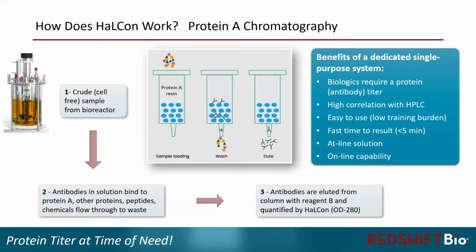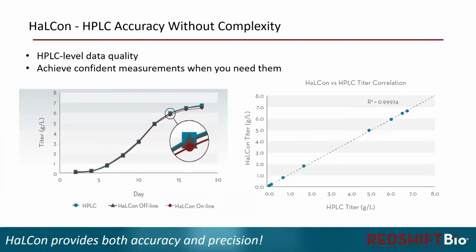At that point, HaLCon will prepare the column, HaLCon will load your sample onto the column, HaLCon will wash the protein A column, HaLCon will then elute the antibodies off the column, quantify it, and return a gram per liter concentration number, all within 5 minutes without any hands-on steps required. It's really meant to be very easy with a minimal training burden and give a very fast quantification result.